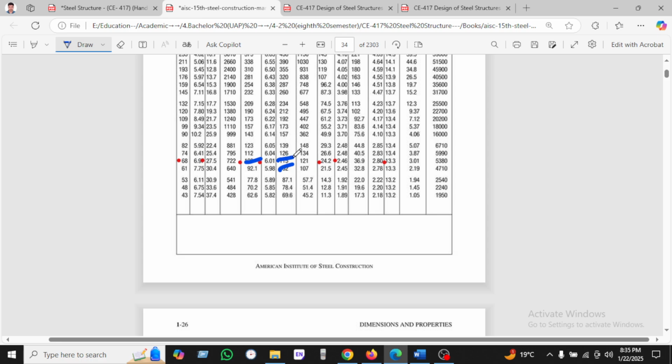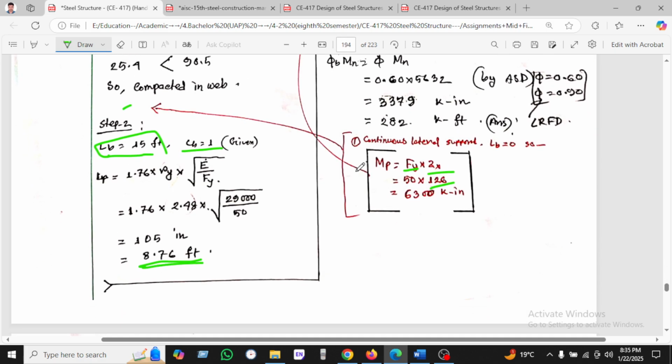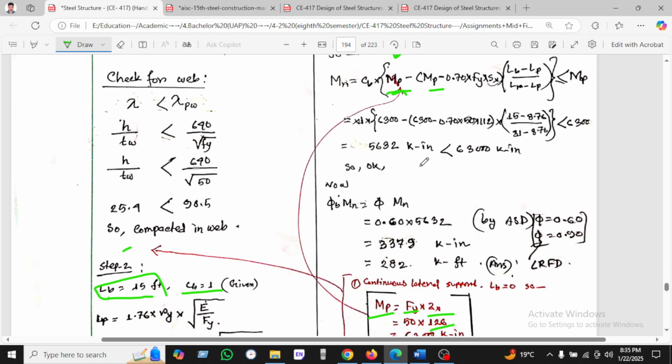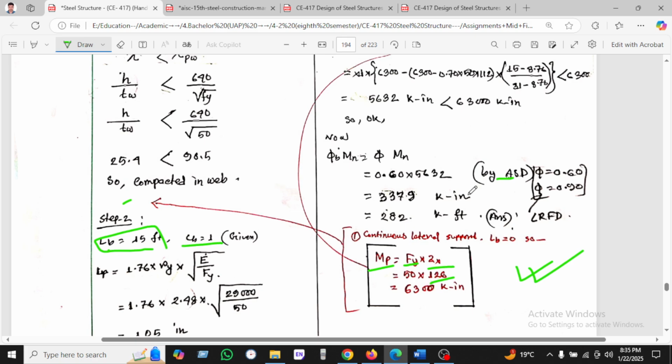Oh sorry, I'm taking the wrong number. 126, this is the Zx value, 126. So in this way we are finding the Mp, putting in the Mp value and finding Mn, and then calculating the nominal moment capacity as per ASD. And this is our last, this is our final result.